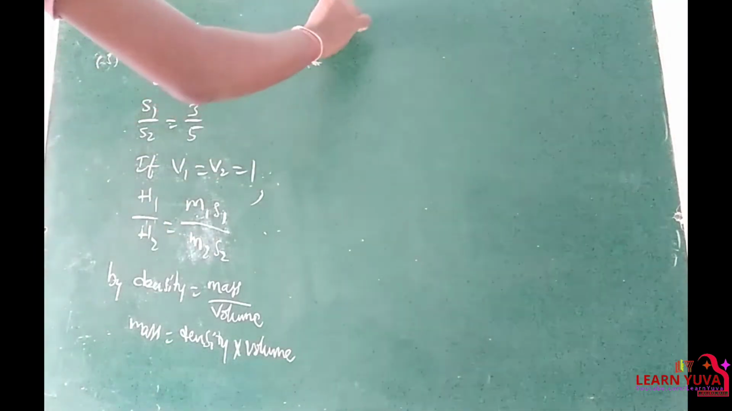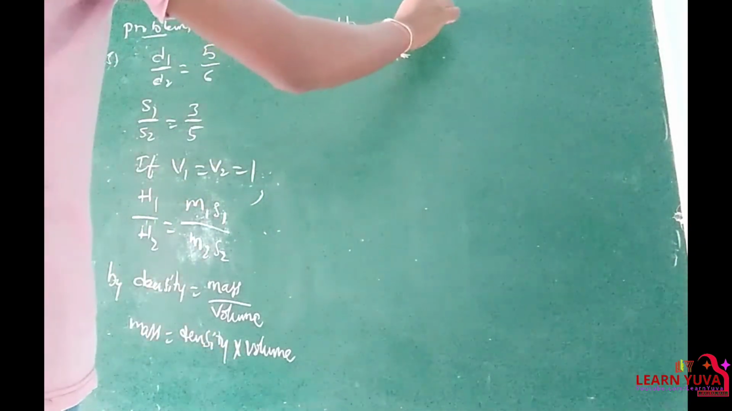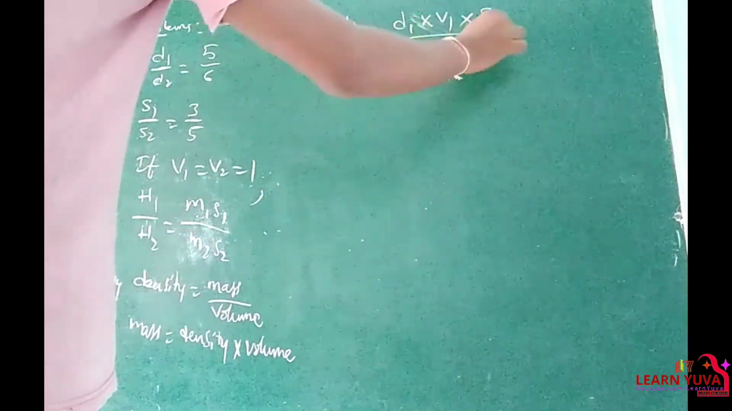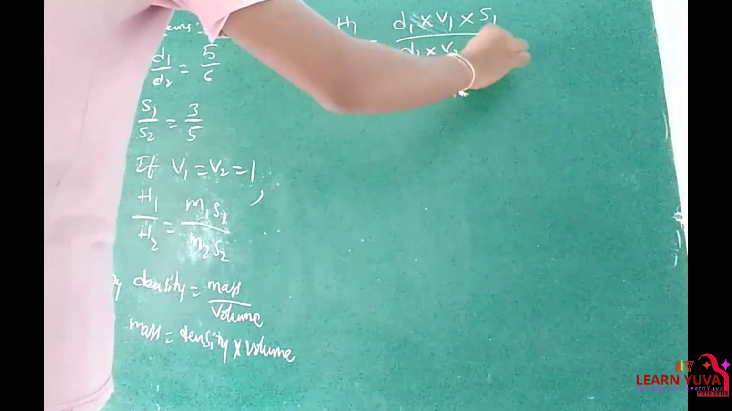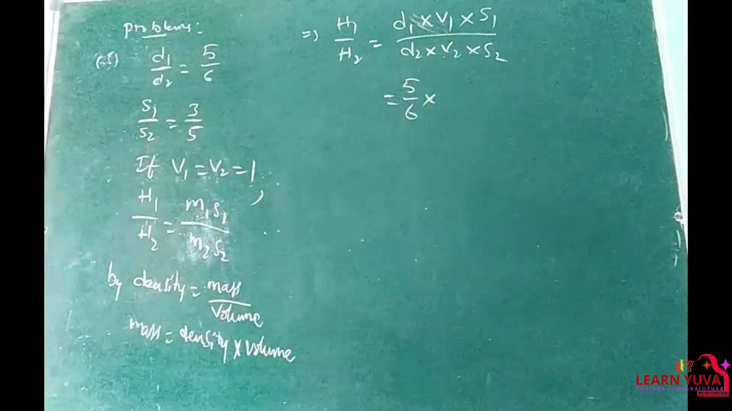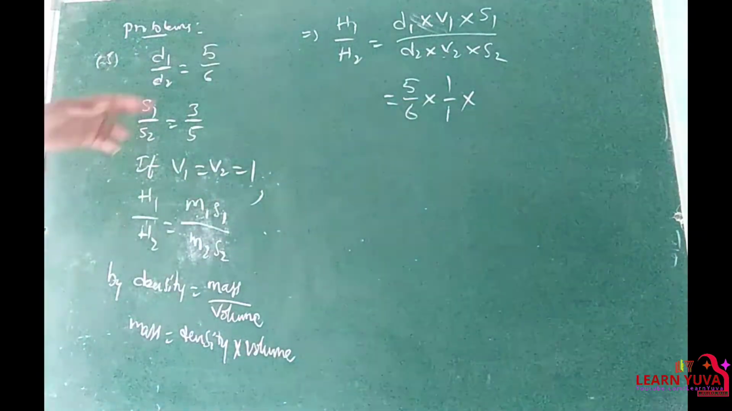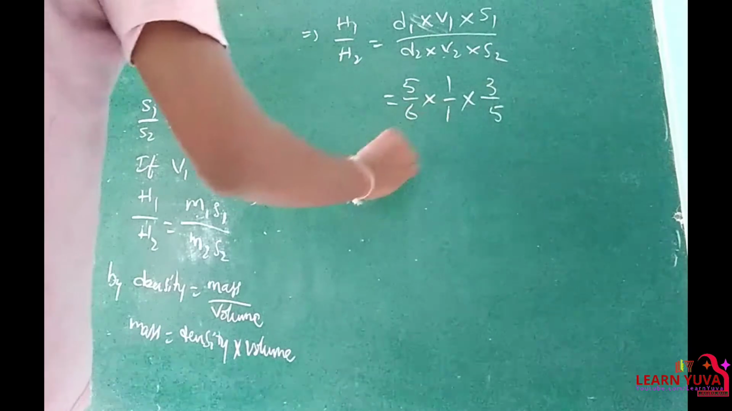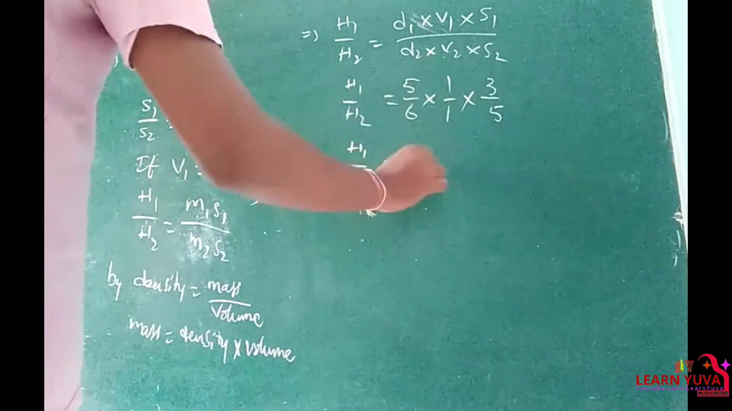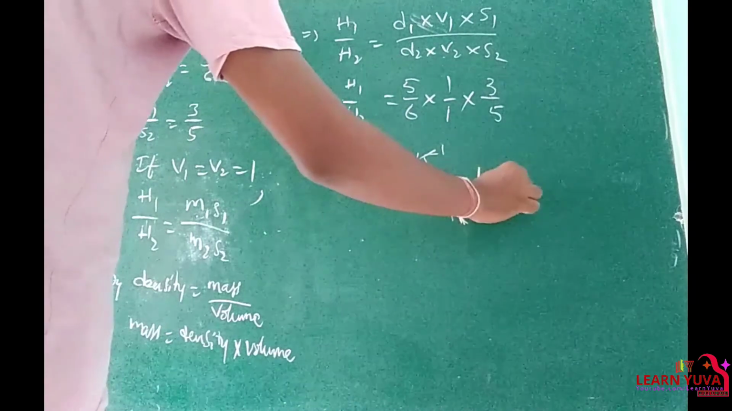That implies H1 by H2 is equal to M1 means D1 into V1 into S1 by D2 into V2 into S2. Density ratios are given 5 by 6 into volume ratio, unit volume. He said that it is a unit volume, so 1 by 1 into S1 by S2, 3 by 5. So H1 by H2 is equal to 15 by 30, 15 ones are 15, 15 twos are 30. 1 by 2, that is 1:2.